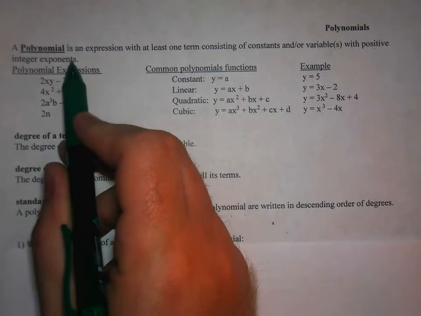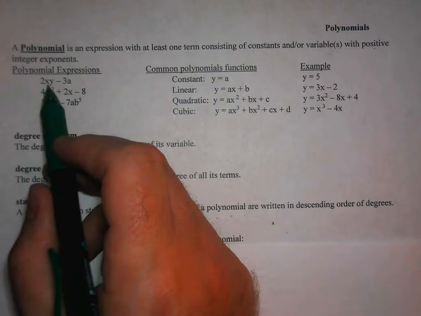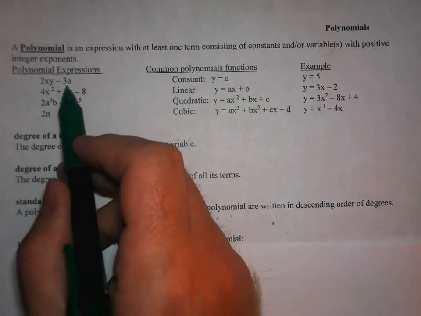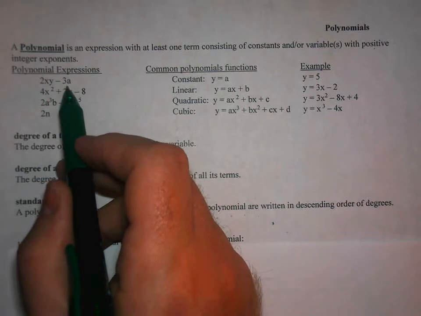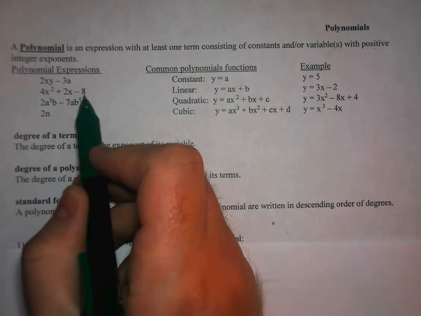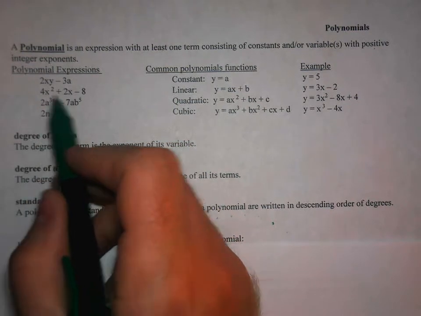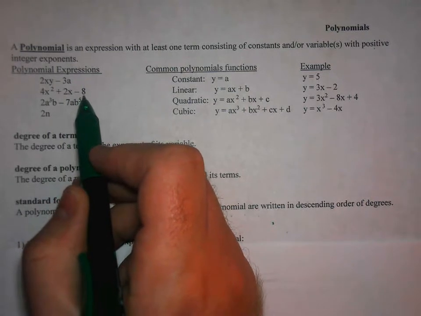So positive integers. Some polynomial expressions: 2xy minus 3a. There are two terms in that expression. 2xy is the first term, and -3a is the second term. We also have 4x squared plus 2x minus 8. That's a polynomial expression. There are three terms. 4x squared is the first term, 2x is the second term, and then -8 is the third term.